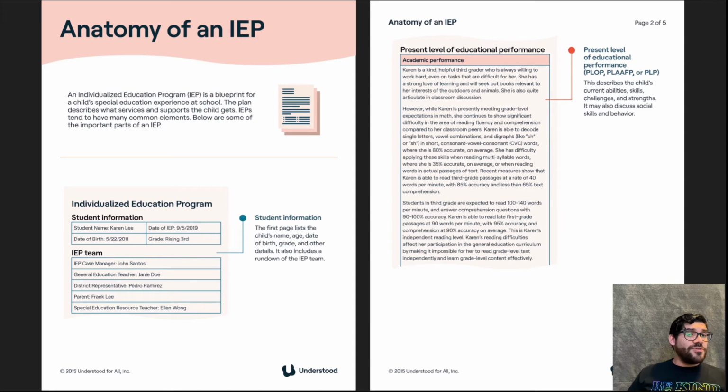So this here is a bare bones anatomy of an IEP. On the first page here you have the student information, and then underneath that you have the IEP team. This is the whole team that is working with that one student to make sure that this plan is put into place. On the next page there you can see the present level of educational performance, which describes the child's current abilities, skills, challenges, and strengths, and may also discuss social skills and behavior.